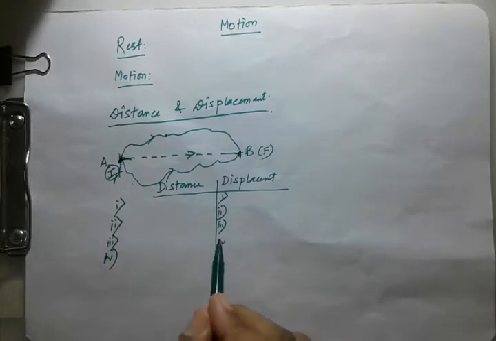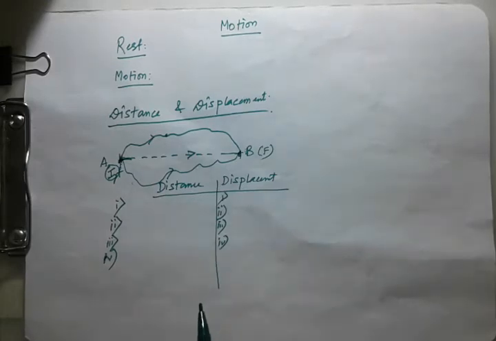And in case of displacement, this is the fourth point I told you, you have to write that the magnitude of displacement is either equal to or less than that of the distance covered during the same time. So these are the 4 points. You have to remember these to understand distance and displacement clearly.